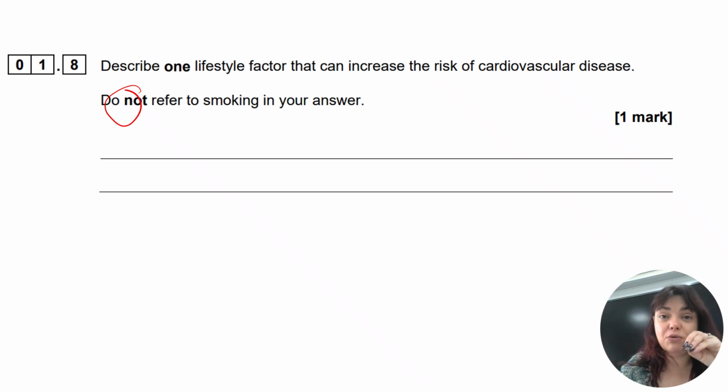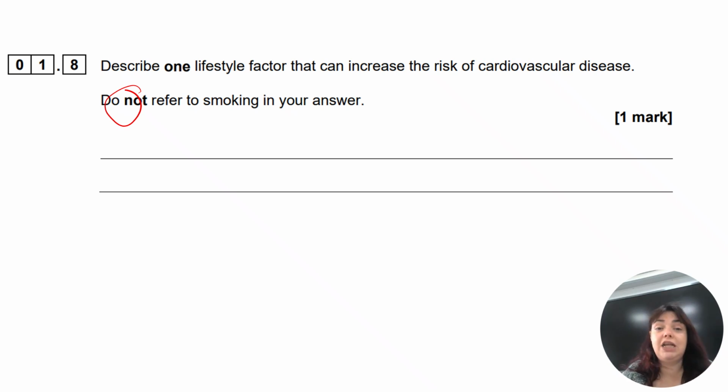Now, I don't like poor diet because sometimes they'll accept poor diet and sometimes they won't. Because it's in question 1, they will accept poor diet. However, I would like some meat on the bones of what that poor diet means. So I'm looking for a diet high in saturated fats or cholesterol. So it's high in fats, it's high in cholesterol. Okay, if you've written poor diet, because it's on the mark scheme as allowing that, I will allow it for you, because obviously that is a mark point.